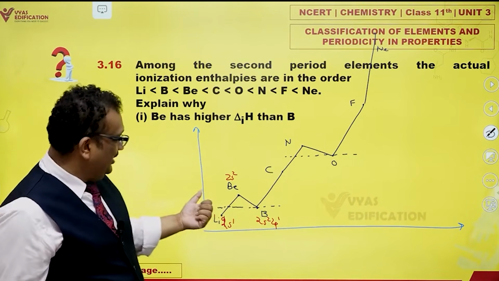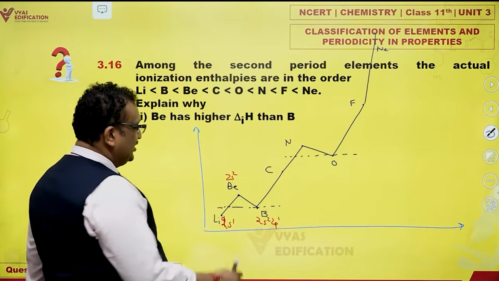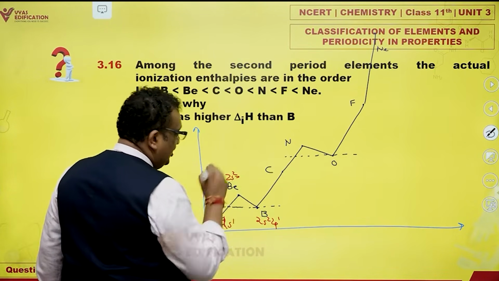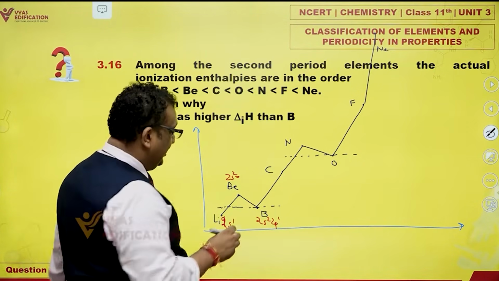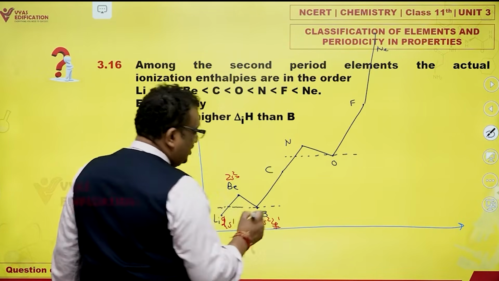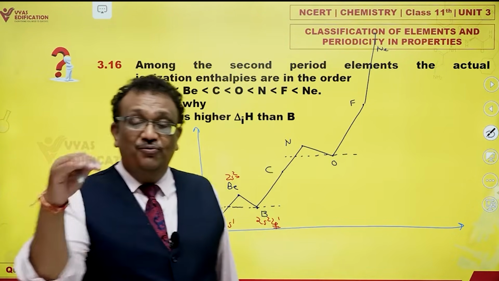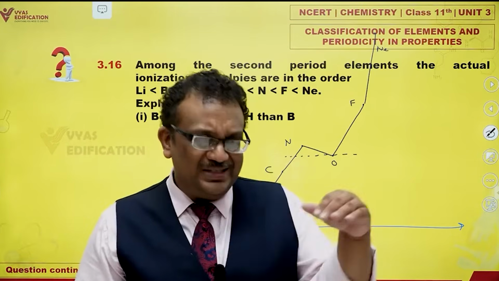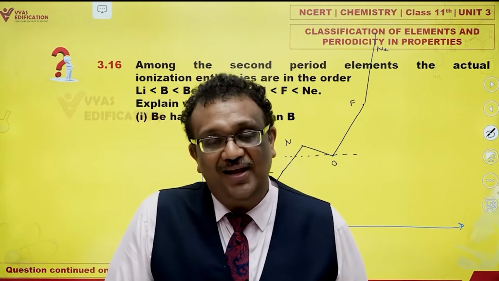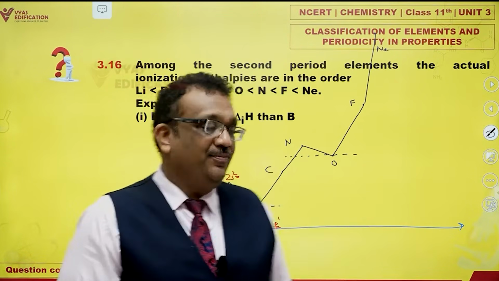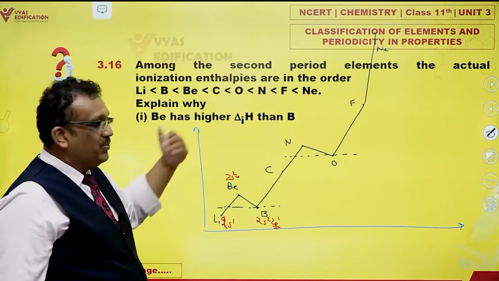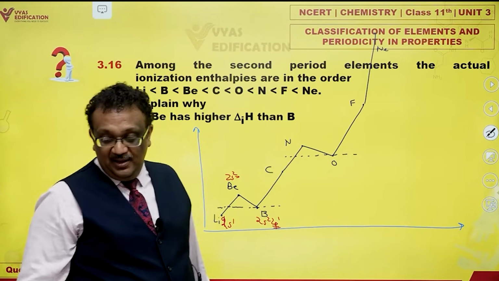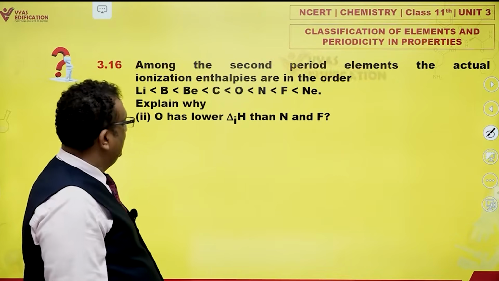S for strength. So since in the case of beryllium, the 2s electron is being removed, which is more difficult, and in case of boron, the 2p electron is being removed, which is easier, you find that the ionization energy of boron slightly dips, and it is slightly lesser than that of beryllium. This was the explanation which was expected here. And then we have the next question also.